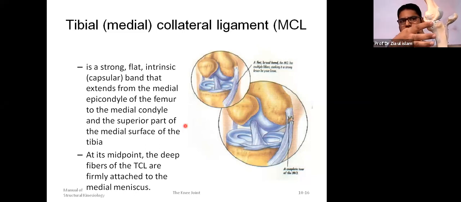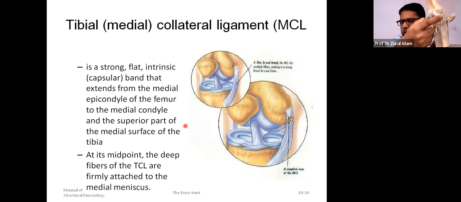Which one? The medial collateral ligament. So basically it is connecting the medial epicondyle of the femur with the medial surface of the medial condyle of the tibia and the upper part of the shaft. Now what happens in the middle of this? The medial collateral ligament, or tibial collateral ligament, extends from here to here, and in the middle it gets attached to the medial meniscus. So the medial meniscus of the knee joint is attached with the medial collateral ligament.